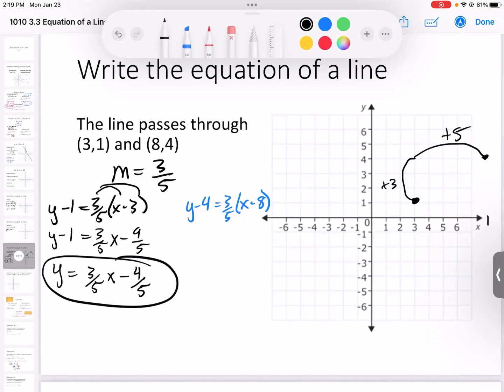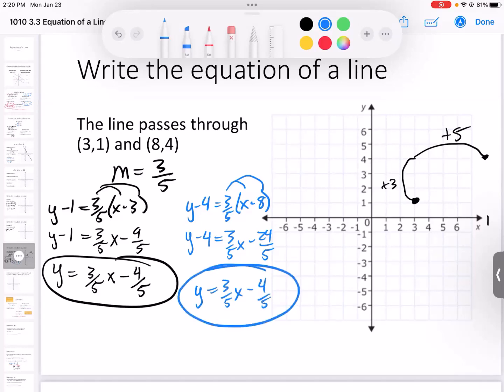And then you could do the same thing if you did this other version that we did. And that would be y minus 4 equals 3/5 x minus 24/5. If I add 4 to both sides, 4 is 20/5. So -24 plus 20/5 would be y equals 3/5 x minus 4/5. And you can see when they're put into slope-intercept form, you can see more easily that they're the same equation. So that's how you would do one of those.